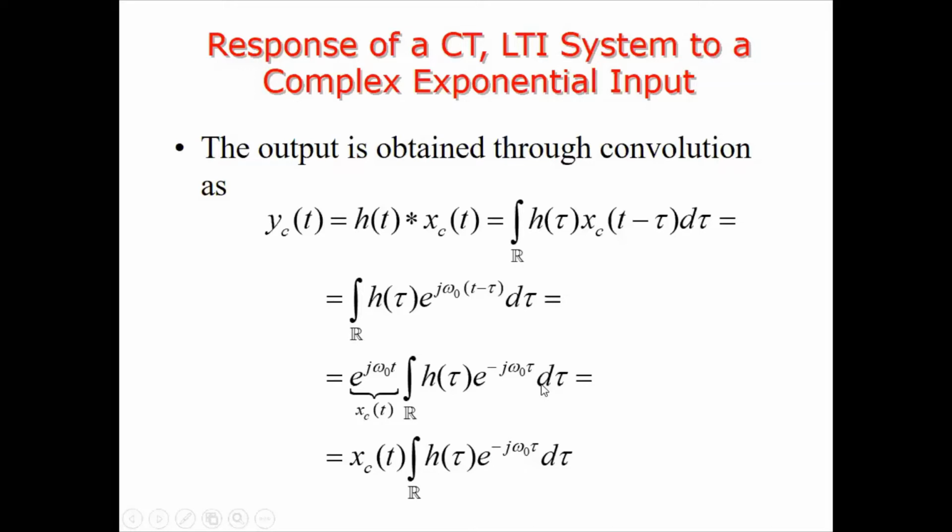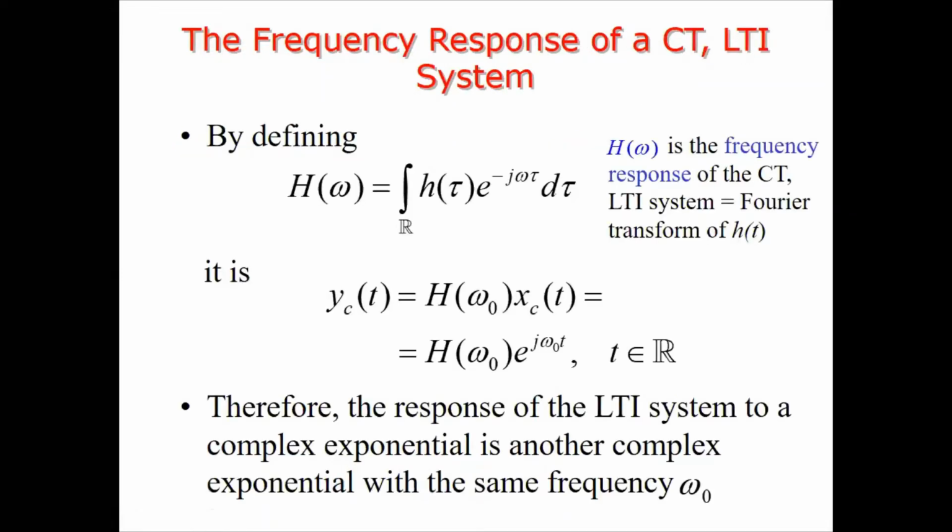Then since this is integrated with respect to tau, I will take out e raised to j omega naught t outside, which is nothing but xc of t, the input signal. Then I have to multiply only with h of tau e raised to j omega naught tau. Fine. So in the next step, I will replace that, and it goes like this.